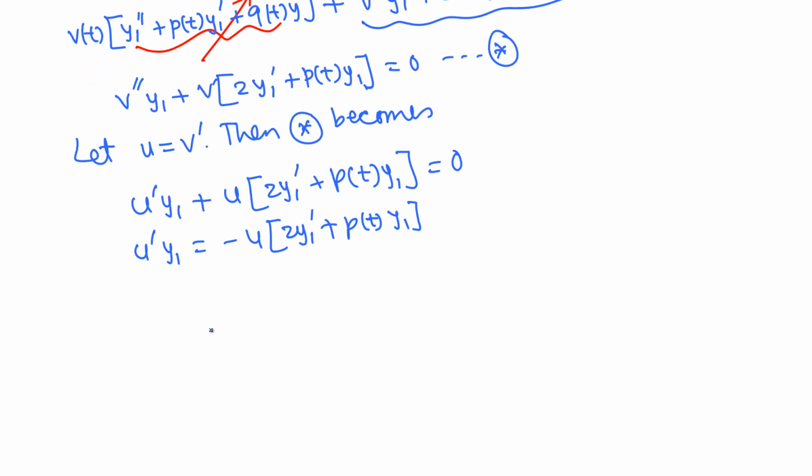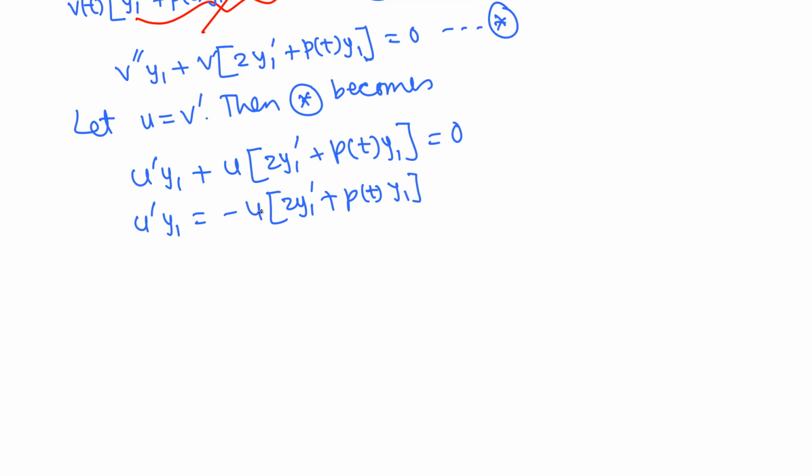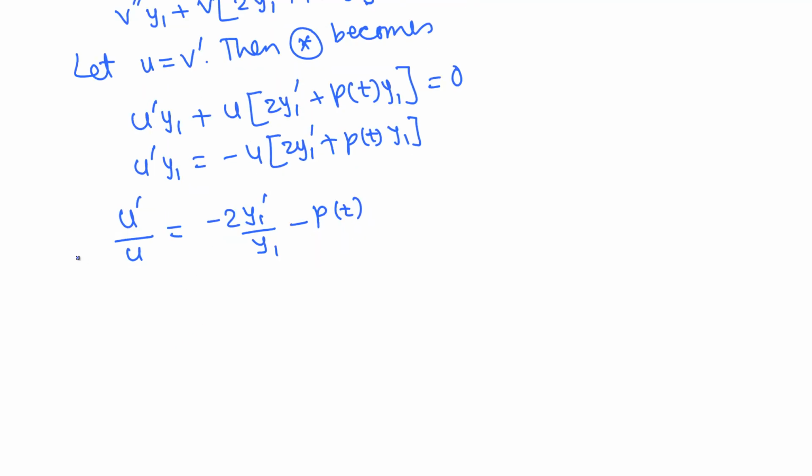Okay, now let's separate the variables, bring u to the left side and move y1 to the other side. So u prime over u equals negative, let me put on the bottom and separate at the same time: negative 2y1 prime over y1, distribute the negative, and p(t) y1 over y1, so cancel this y1. Okay, now integrate both sides with respect to t.